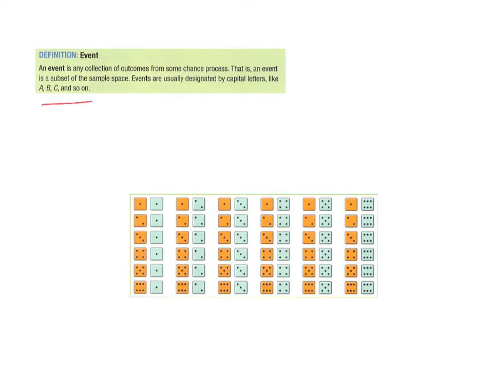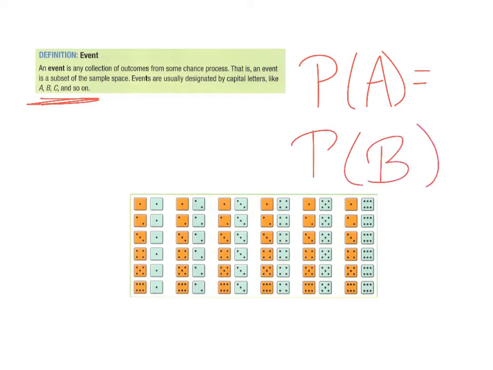When we write our notation for these things, we write capital P, which is the probability of event A equals whatever. That's what your notation is going to look like. You may have event B, and it would look the same: the probability of event B. Of course, you would need to define what these events are. So let's say, for example, event A is sum of 5.